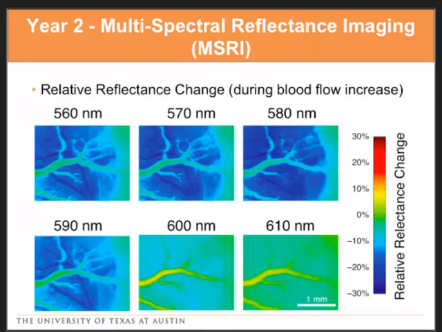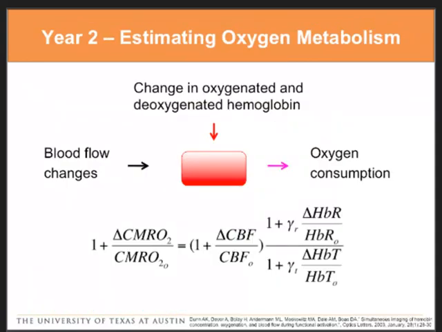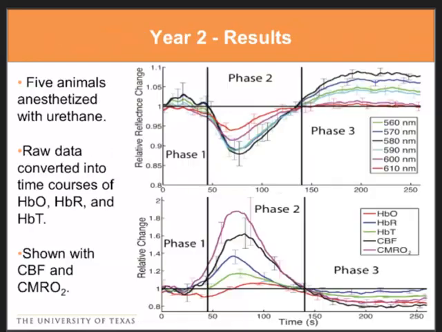So you end up getting reflectance images like this, and the speckle contrast images you've seen before. One advantage of being able to look at these two things at the same time is that if you look at a particular blood voxel and you see the blood flow coming in and you see the changes in oxy and deoxyhemoglobin, you can estimate something about the oxygen metabolism.